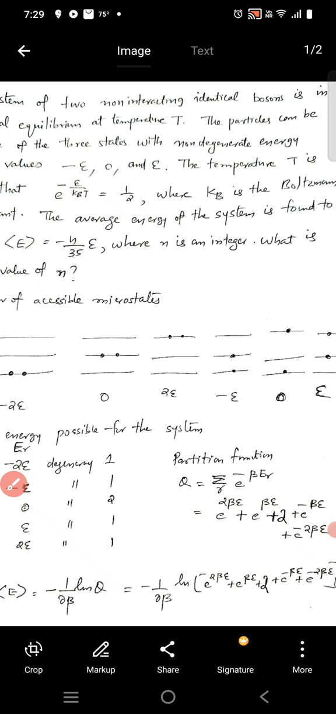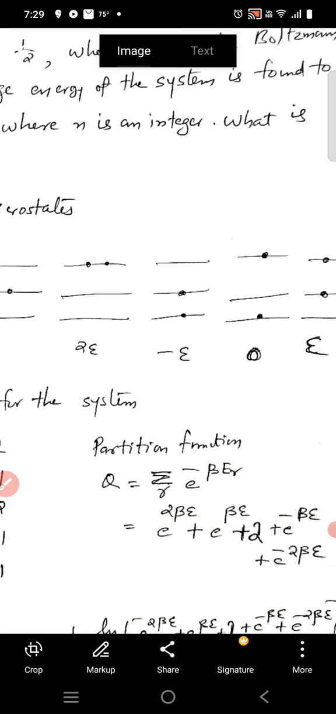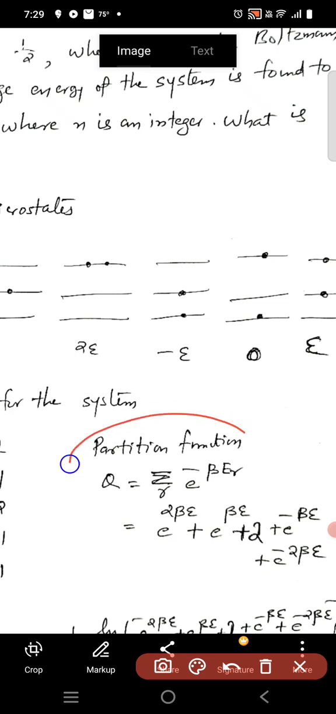So to calculate the average energy, we determine the partition function. So what is the partition function? Sum over all states of this factor. So what we get is this, and here we have 2. This corresponds to the degeneracy 2 of the energy level of the total energy 0. And this is what we get for the expression for the partition function.